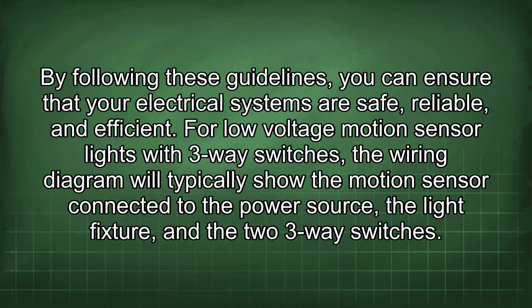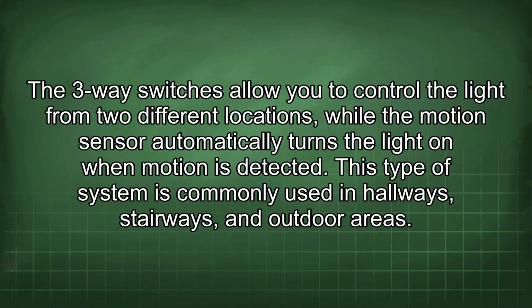For low voltage motion sensor lights with three-way switches, the wiring diagram will typically show the motion sensor connected to the power source, the light fixture, and the two three-way switches. The three-way switches allow you to control the light from two different locations, while the motion sensor automatically turns the light on when motion is detected.